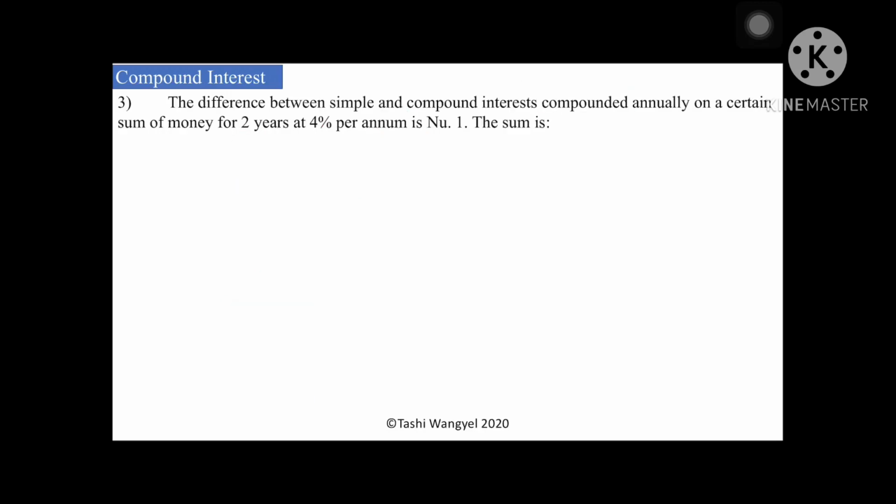The next question: the difference between simple and compound interest, compounded annually on a certain sum of money for 2 years at the rate of 4% per annum, is given as 1. The difference between compound interest and simple interest is 1. So compound interest minus simple interest is equal to 1.